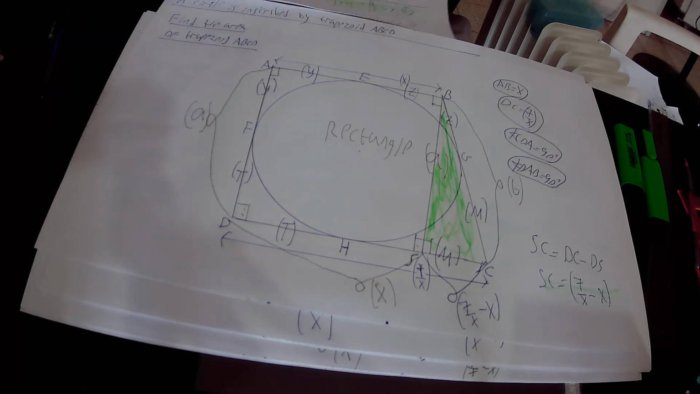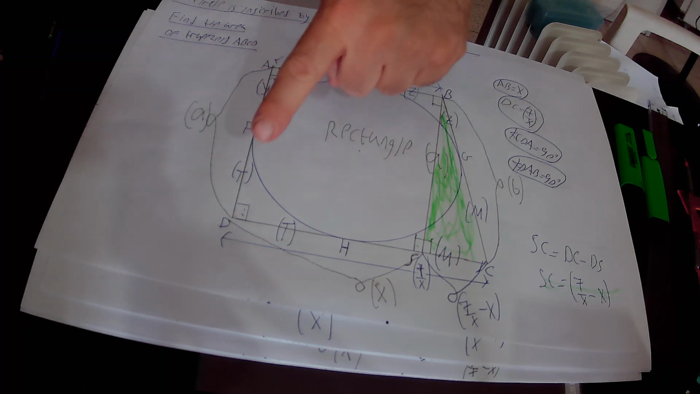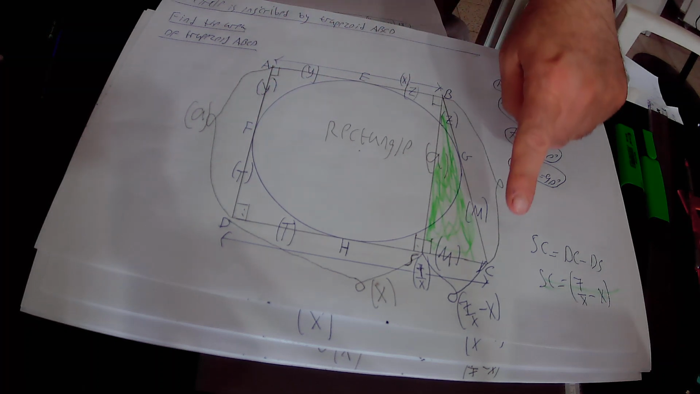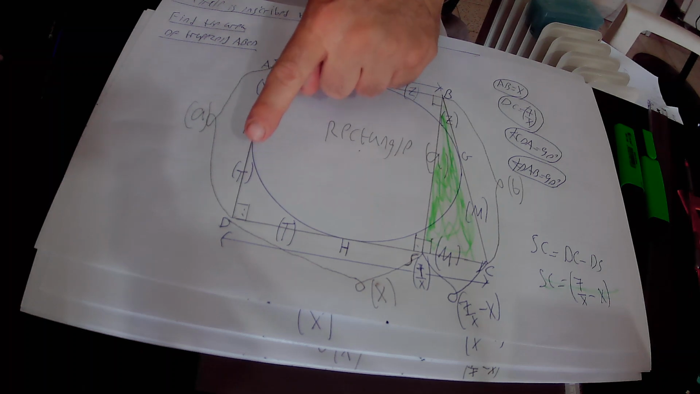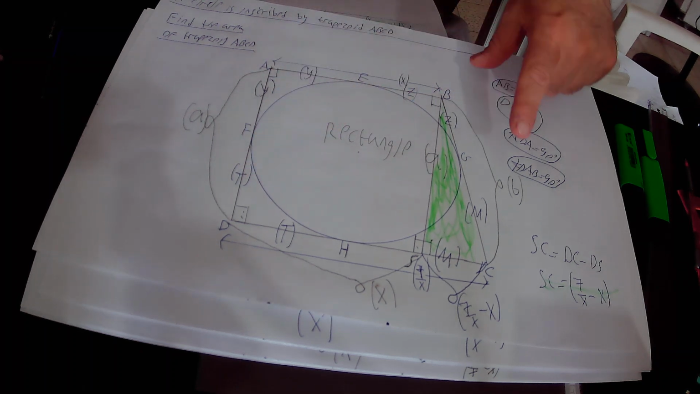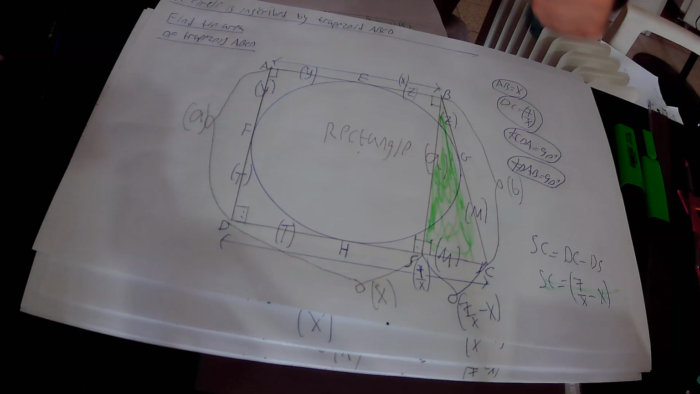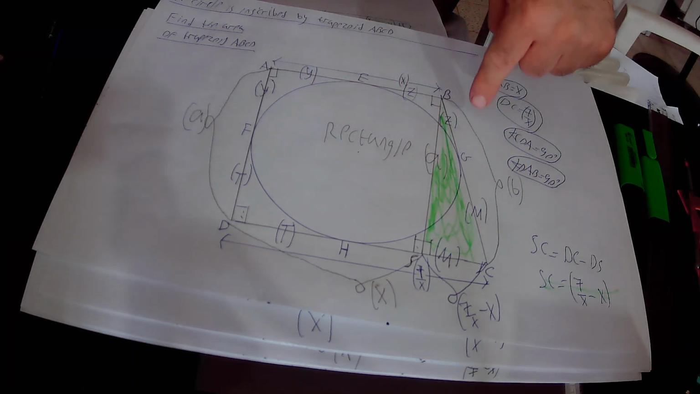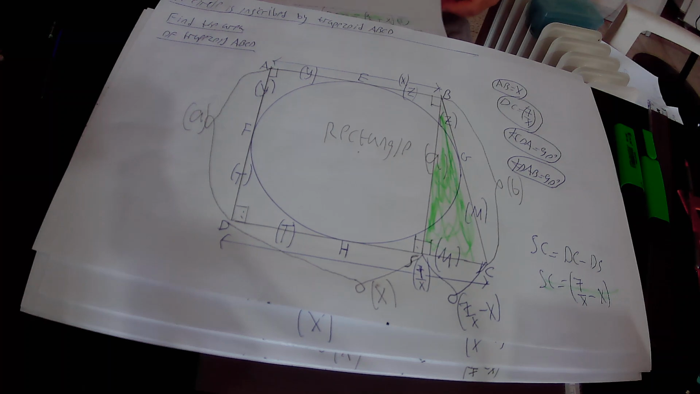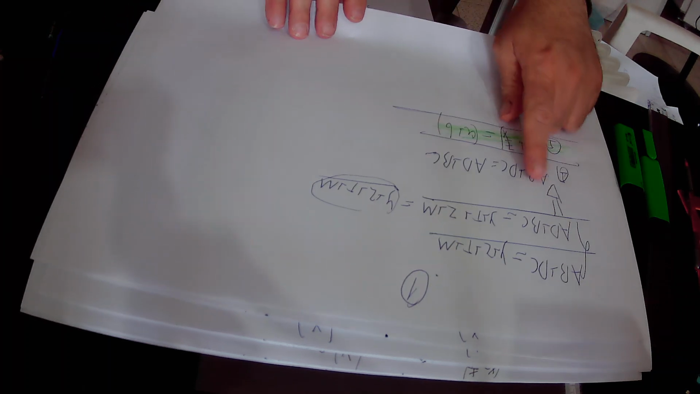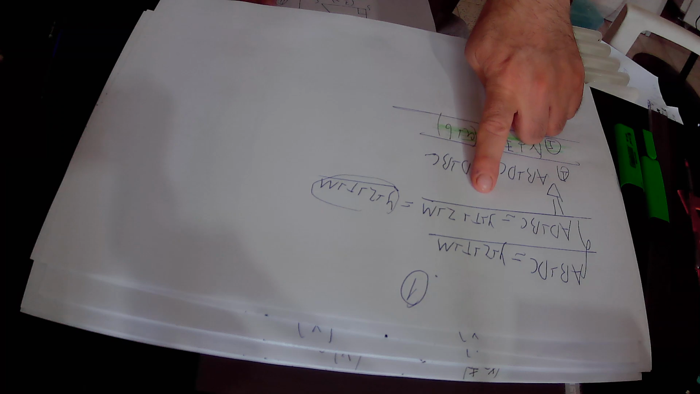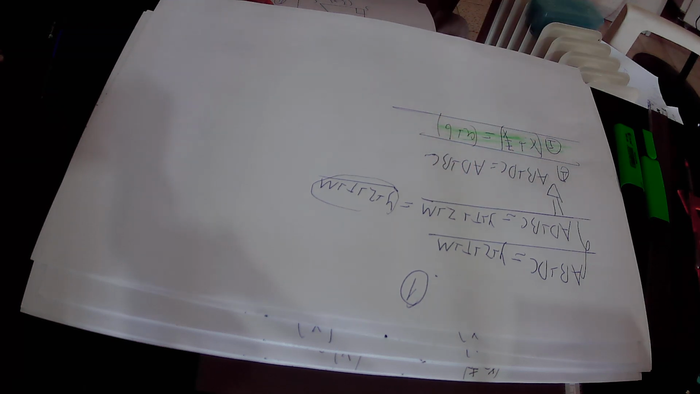Likewise, we add side AD to the opposite side BC. Side AD equals Y plus T. Side BC equals Z plus M. So in total, AD plus BC equals Y plus T plus Z plus M.